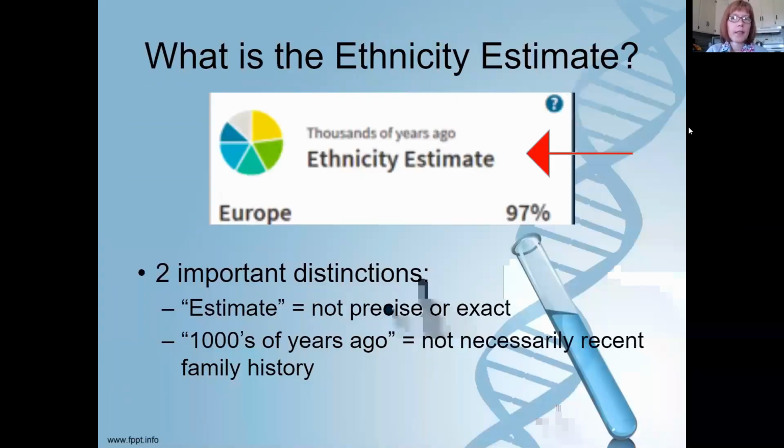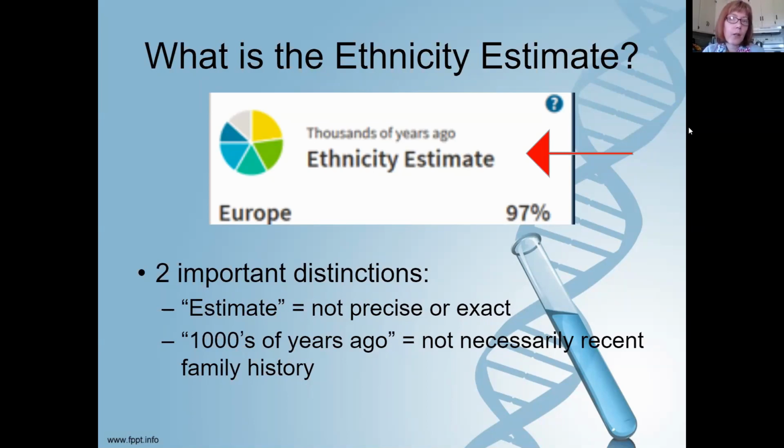So what is the ethnicity estimate? This is what Ancestry's results looked like a while ago. They've changed the screen since then, but this is a screenshot from the Ancestry screen. They used the word estimate, and they also said thousands of years ago. What they were trying to signal is that the ethnicity estimate is an estimate. It's not precise, it's not exact, and it could be reaching back thousands of years ago. So not necessarily recent family history that you know about.